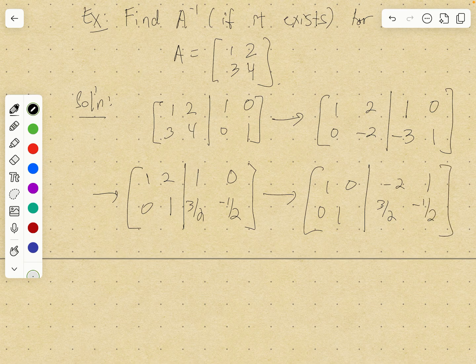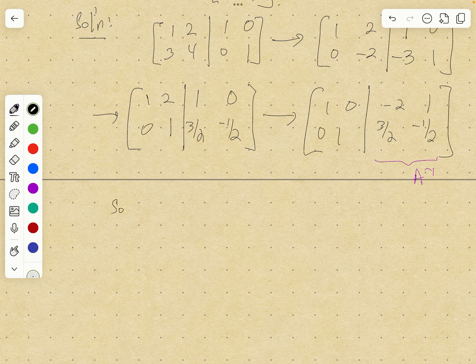So you get this. And now what did we learn from this? We learned that A times this column is going to equal [1, 0]. And A times this column is going to equal [0, 1]. Therefore, this matrix here, that's the inverse. So A inverse is this matrix: -2, 1, 3 halves, -1 half.